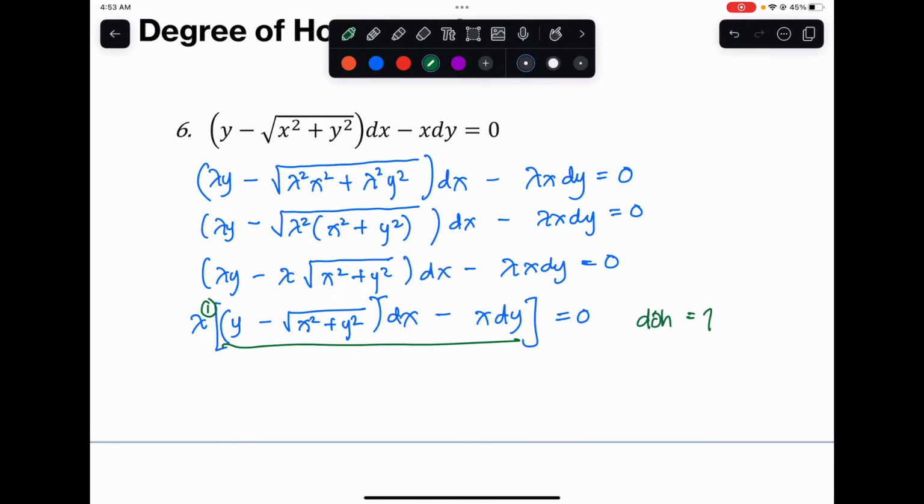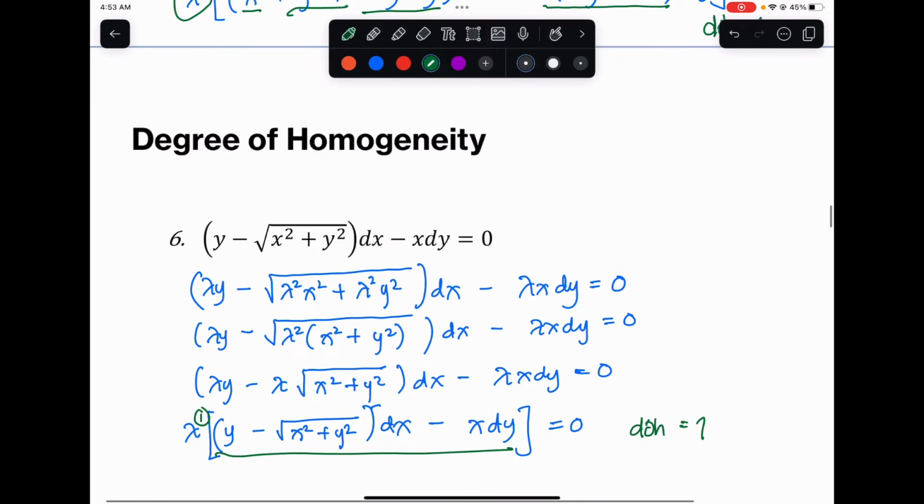So changing x to lambda x and changing y to lambda y, and after doing that, if we can still factor out lambda, then that makes it homogeneous. And then the power of lambda will correspond to the degree of homogeneity of the given homogeneous equation. Okay, so what's an example, as I've mentioned? Let's say we have a simple equation: x plus 1 dx plus y dy is equal to 0.